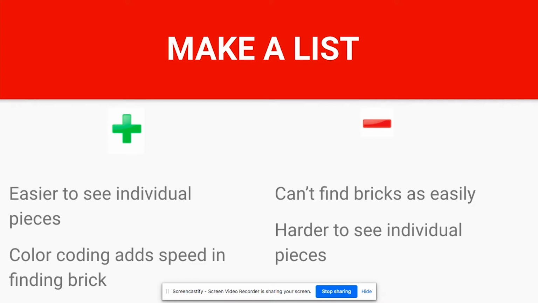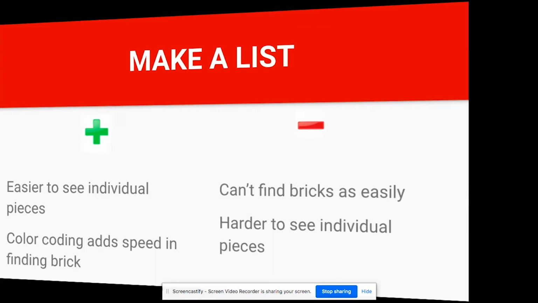You can do that by writing a list. The positives are, it's easier to see individual pieces. Color coding adds speed in finding bricks. The negatives are, you can't find bricks as easily and it's harder to see individual pieces.